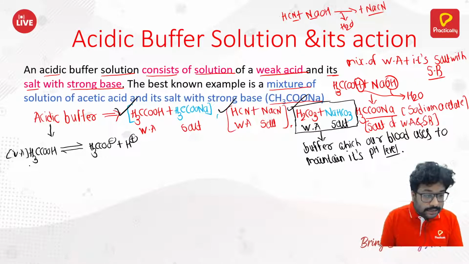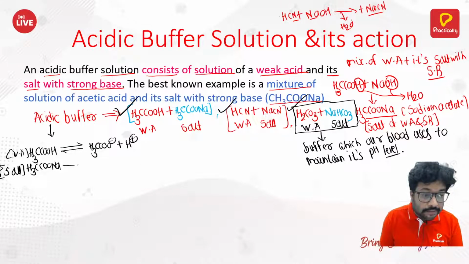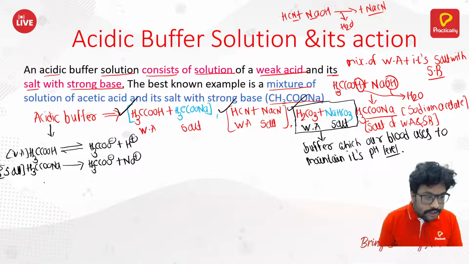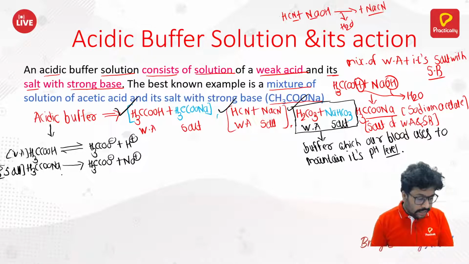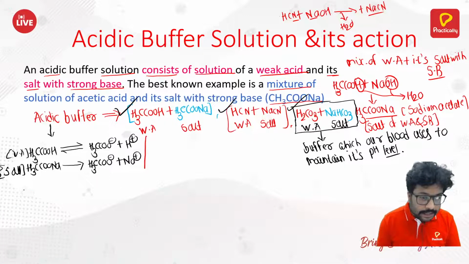Now CH3COONa, what is it? It's a salt, and I told you, any salt will dissociate completely. So it would give you CH3COO minus plus Na plus. These are the ions you have in your acidic buffer medium.